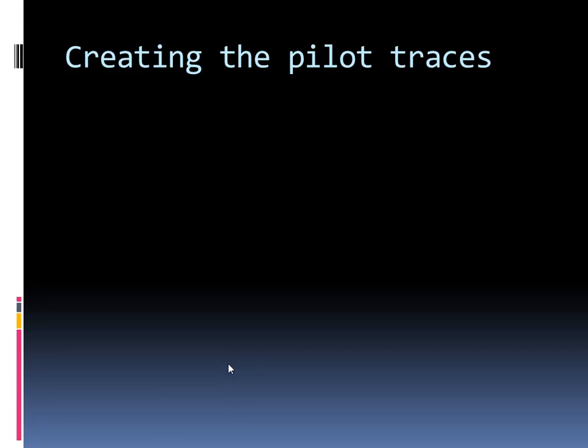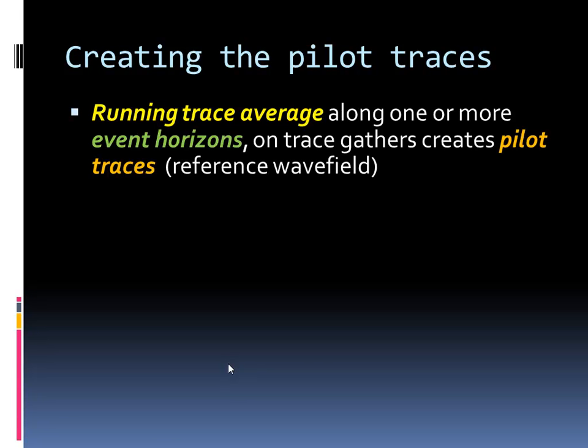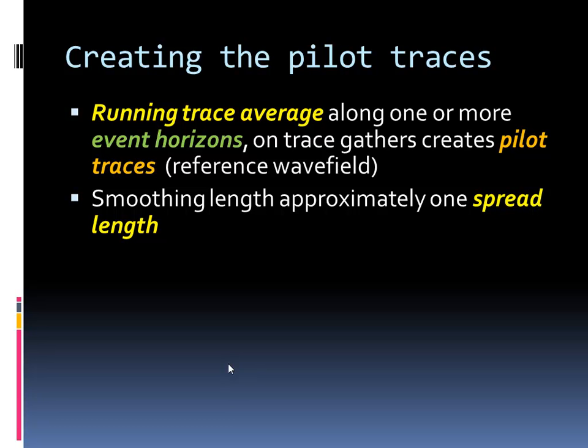Now, here's how we create the pilot traces. Turns out that if you do a running trace average or a trace mix along an event horizon on the trace gathers, these make pretty good pilot traces. Doing this along an event horizon is quite key. You need to pick an event horizon, just like you need to do this for most autostatics methods. So you don't get away from doing an initial interpretation of your data.